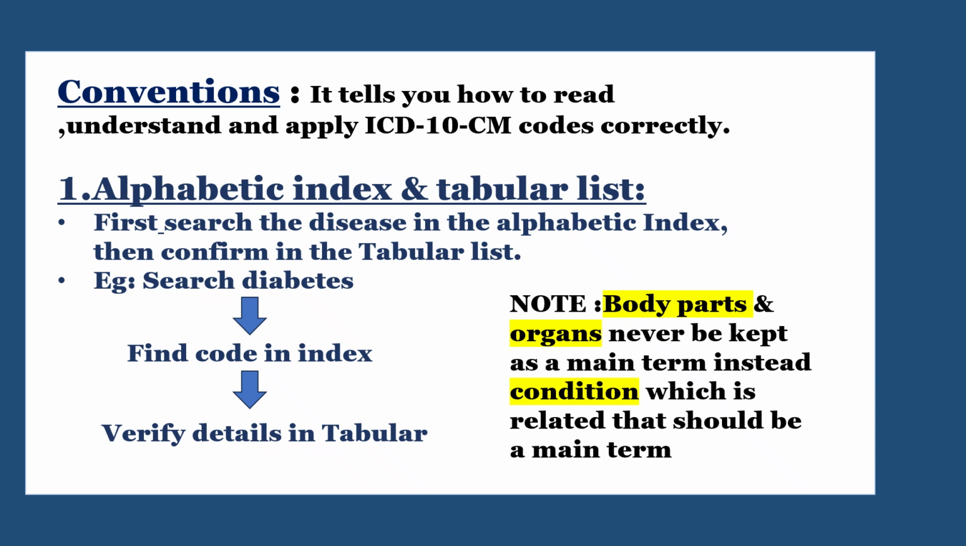Next, it is very important to note that body parts and organs are never kept as a main term. Instead, you have to code the related condition, and there should be a main term. For example, a patient presents with a knee fracture. So you have to code fracture as the ICD code. You have to search for fracture in the alphabetical index, not knee, as it is a body part.